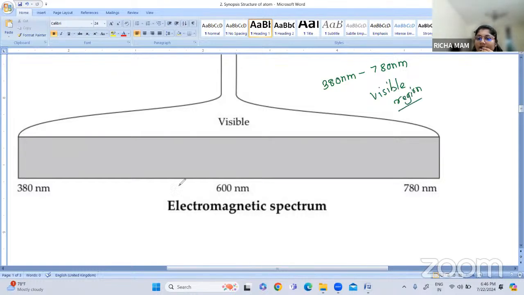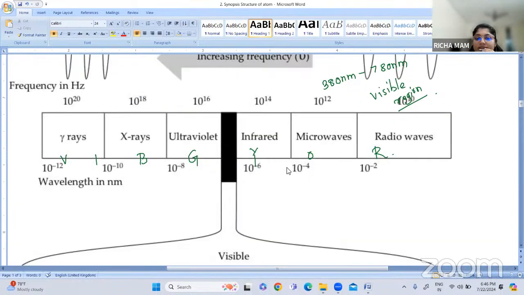What do you mean by visible region? That is the colors, VIBGYOR. The colors like violet, indigo, blue, green, yellow, orange, and red fall under this particular region. This region is visible to our naked eyes. We can see these colors, right?